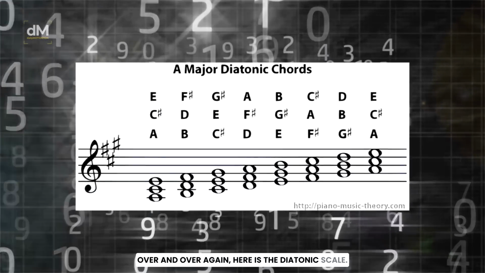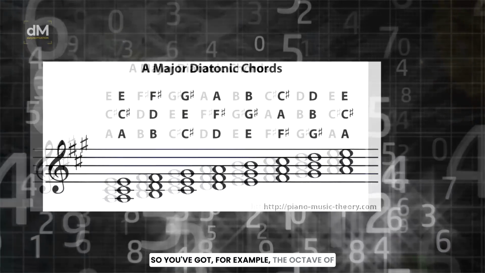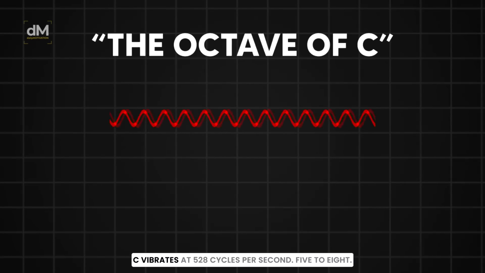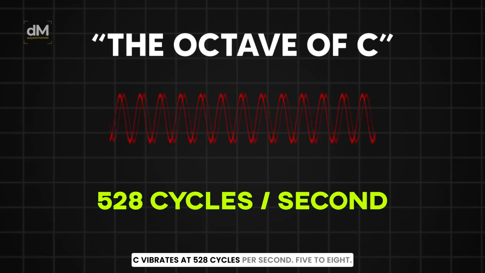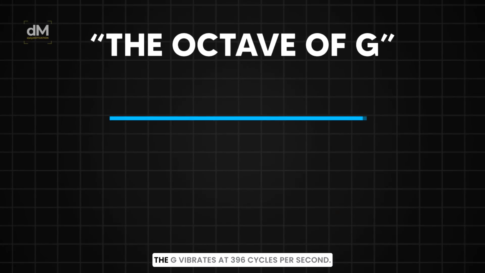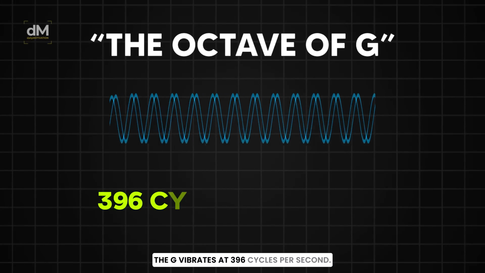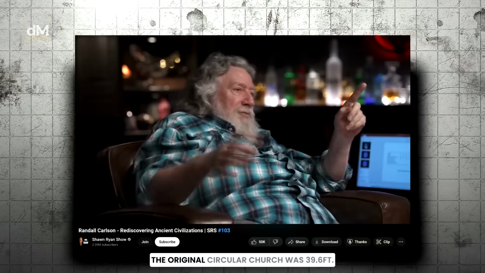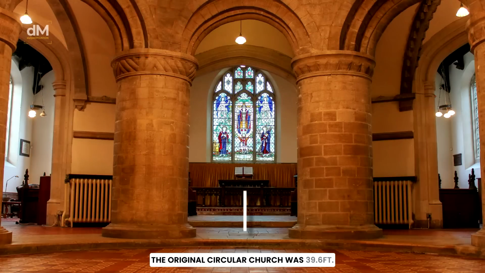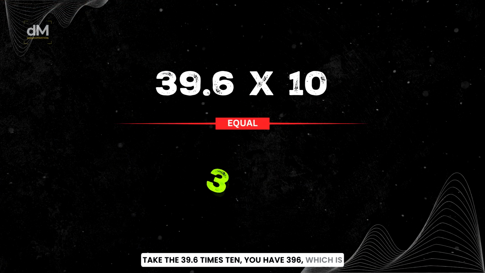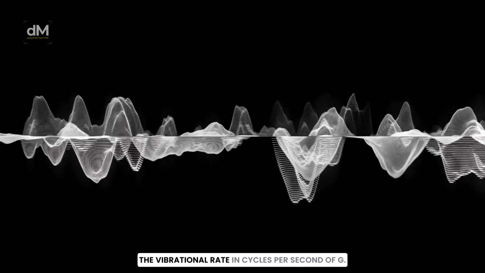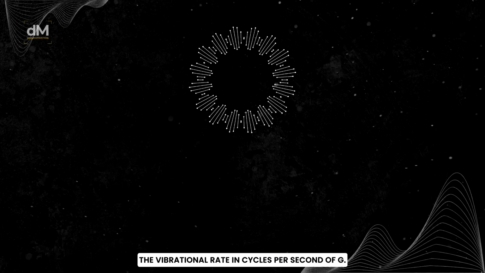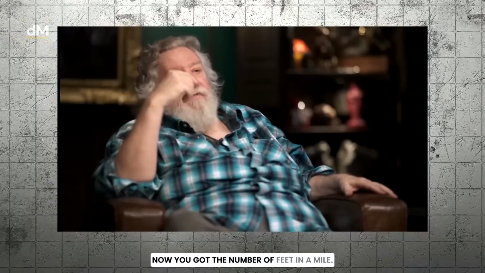Here is the diatonic scale. So you've got, for example, the octave of C vibrates at 528 cycles per second. The G vibrates at 396 cycles per second. So there's G and there's C. The original circular church was 39.6 feet. Take the 39.6 times 10, you have 396, which is the vibrational rate in cycles per second of G. C is 528. Add a zero onto that, now you've got the number of feet in a mile.